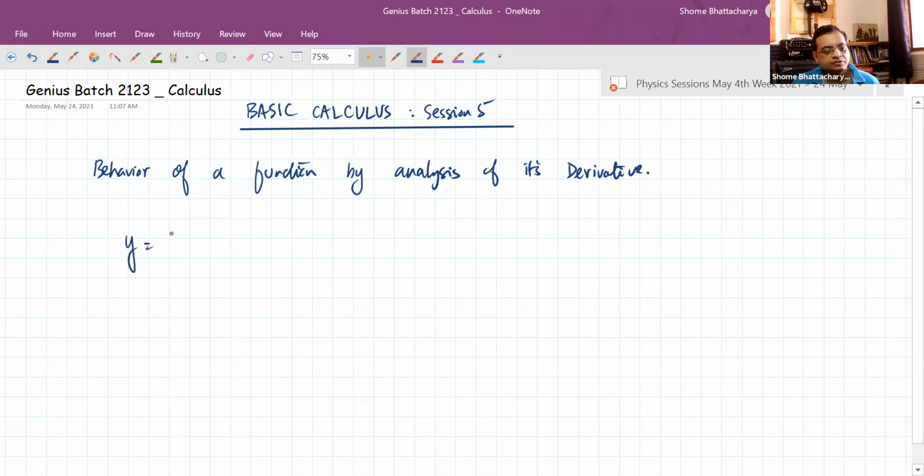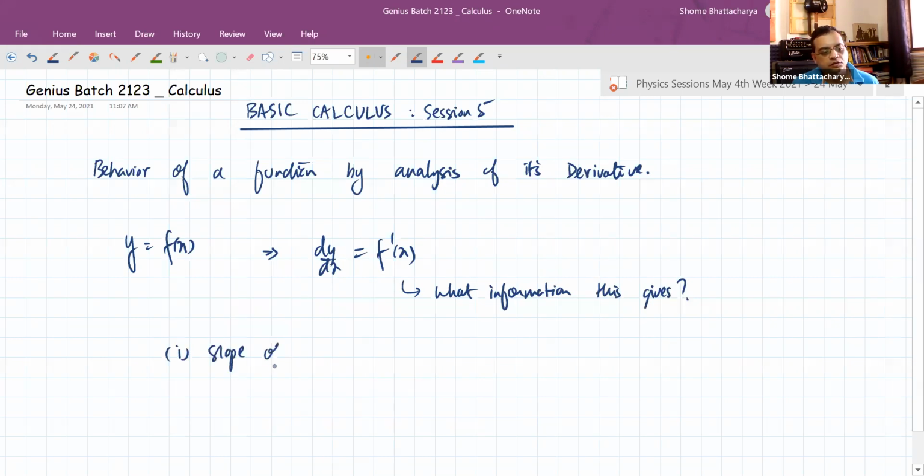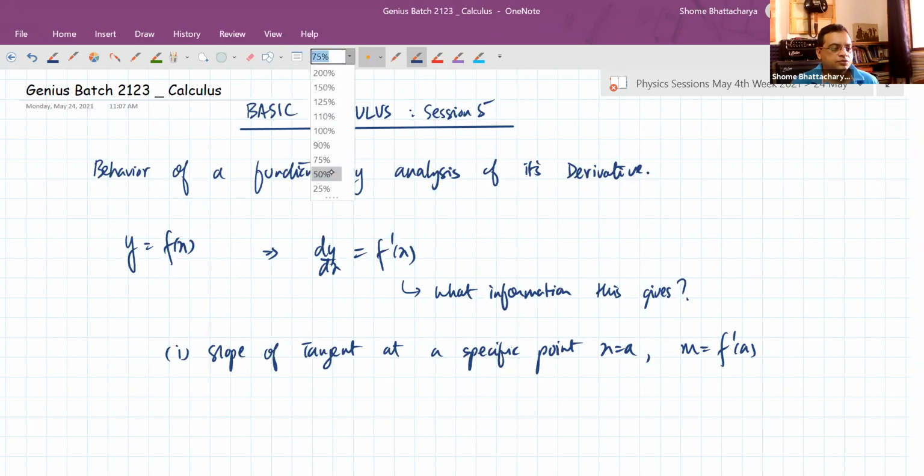So we have a function y is equal to f(x), and we know that the derivative of the function, f prime x, comes from differentiation. So what information about the function do we get from this? Apart from the first thing, the slope of tangent at any point, obviously. So at a specific point, let's say x equal to a, the slope of the tangent is equal to the value of the derivative at that particular point. Okay. So this is something very obvious, that information we get.